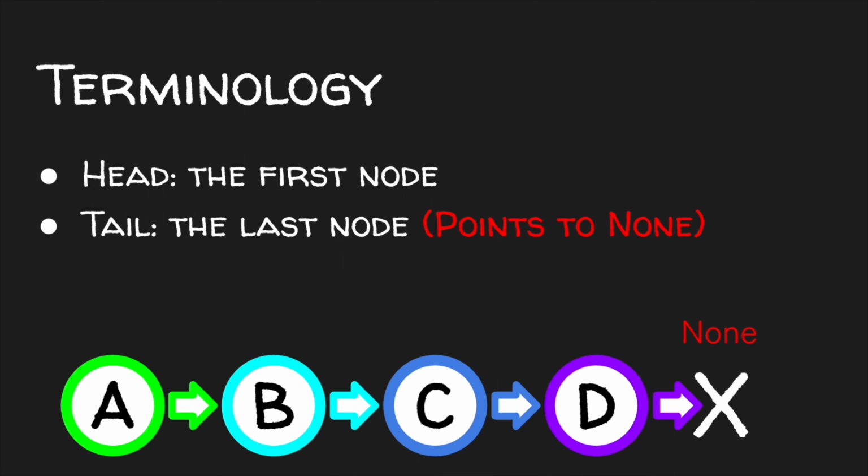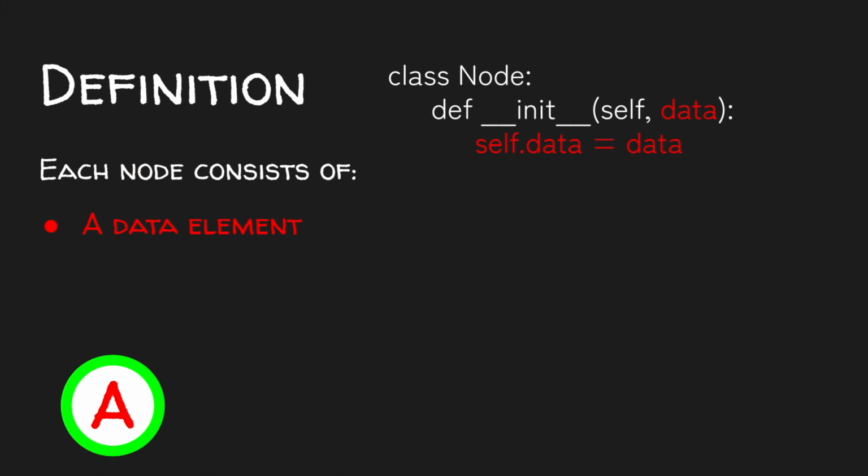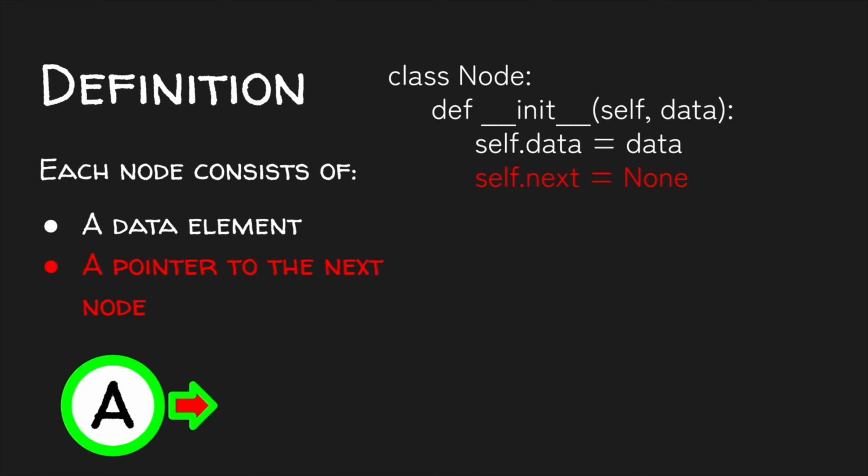Now, let's build a linked list together. Let's start with building a node class, as nodes are the building blocks of linked lists. Each node in a linked list consists of two things. Number 1, a data element, such as the character A. This data element can be of any data type and is initialized when a node is created. And 2, a pointer to the next node. Initially, this pointer is set to none.